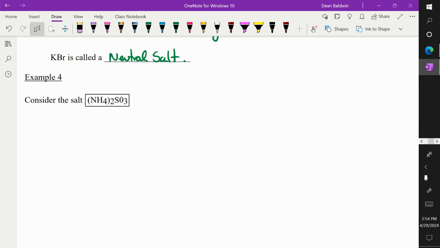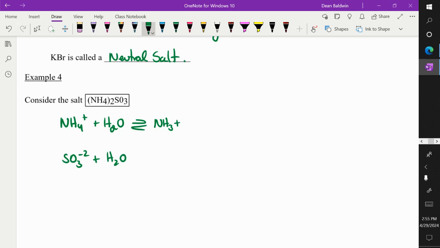All right. Ammonium sulfite. What do we have to check? What ions? There's only 2 ions there. And there you go. So we just checked the ammonium, and we have to check the sulfite. All right, what's the ammonium going to do? It's going to donate. So we get ammonia and H3O plus. So we know that can happen. That's cationic.